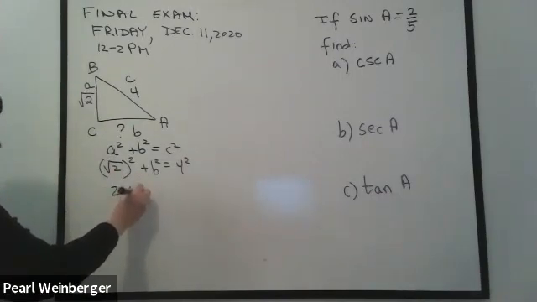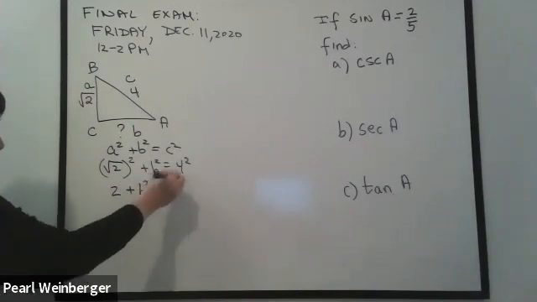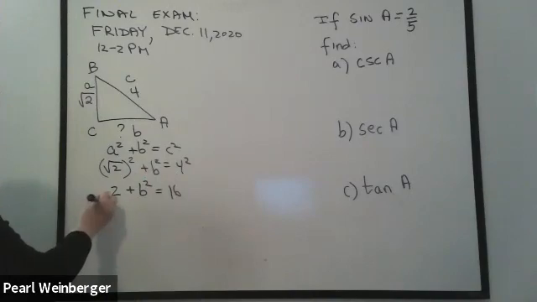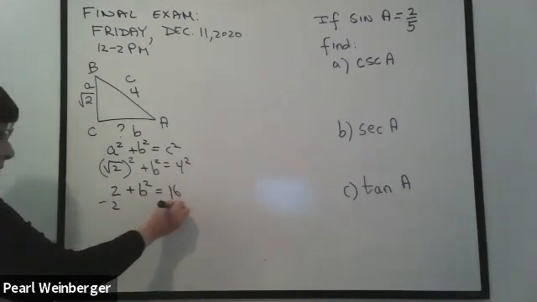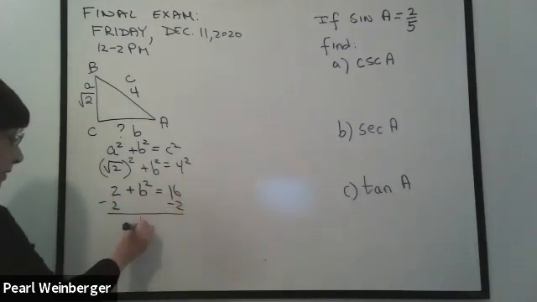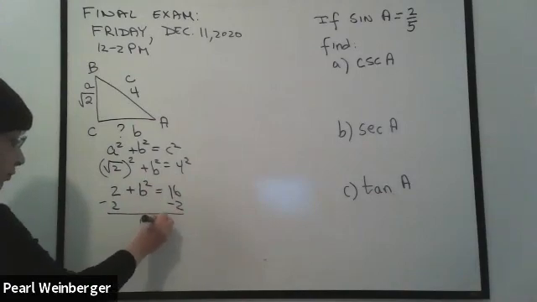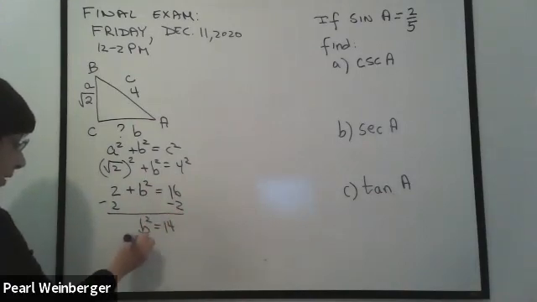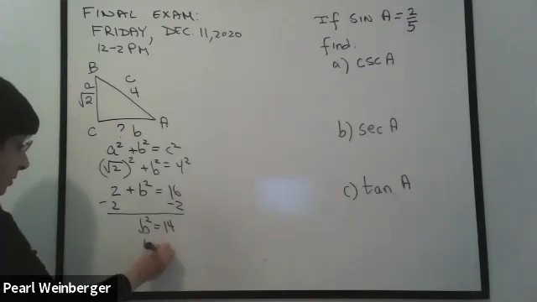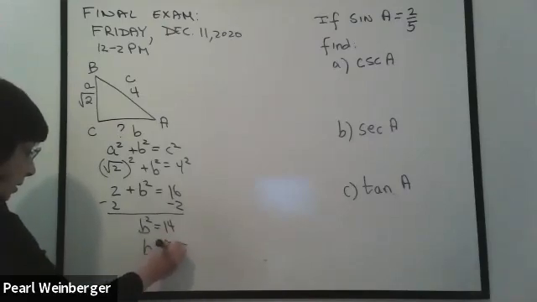So this is 2 plus b squared equals, well, here I have to actually work it out. 4 times 4 is 16. I'll bring this 2 to the other side, which will give me b squared equals 14. And that means b is the square root of 14.